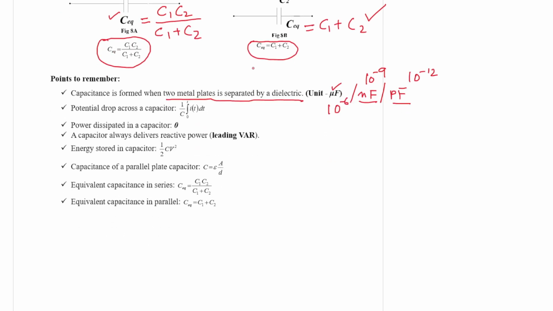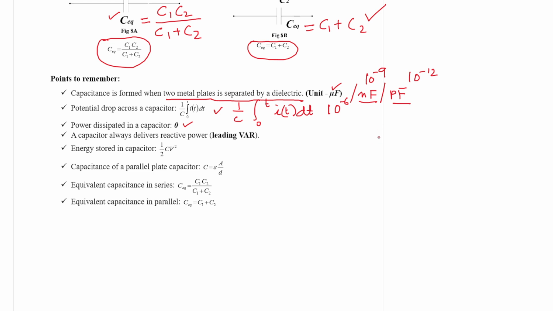Now the potential drop across the capacitor is given by this formula, 1 by C integration 0 to T i(t) dt. We shall use this expression later on in this course. Now power dissipated in the capacitor is 0.